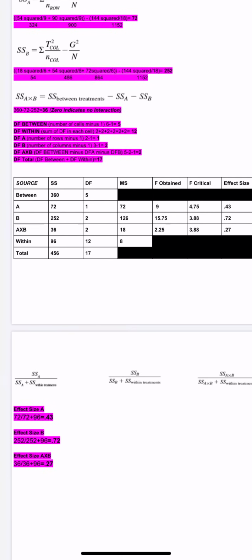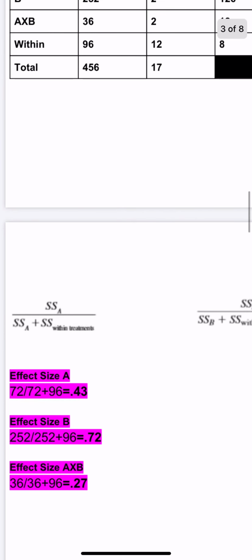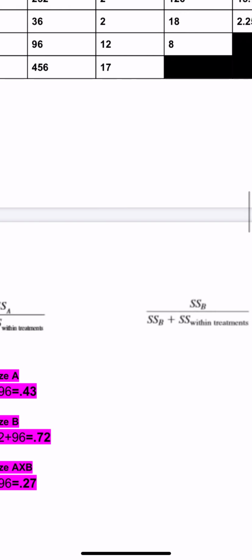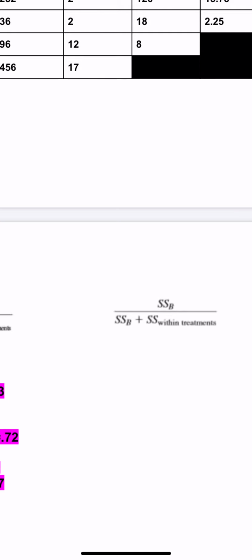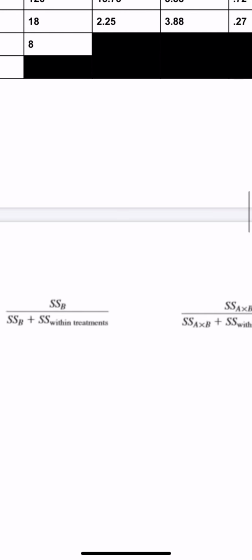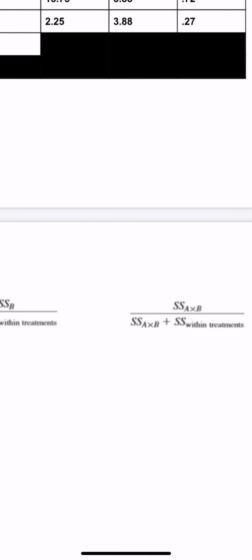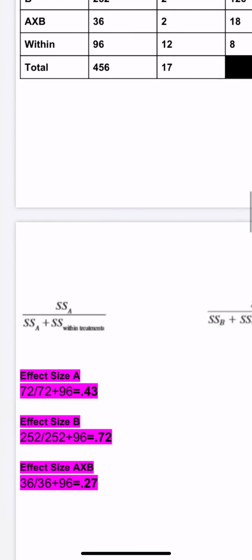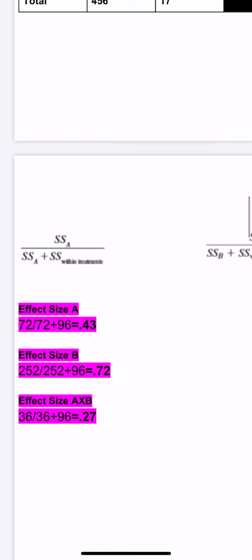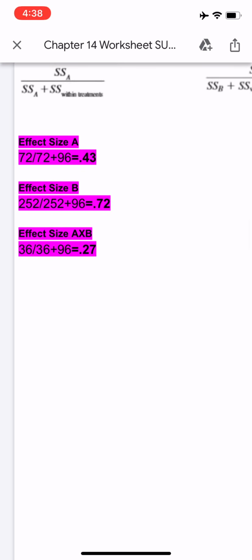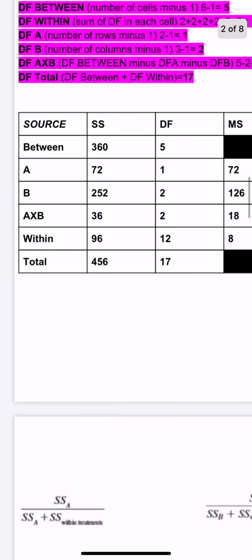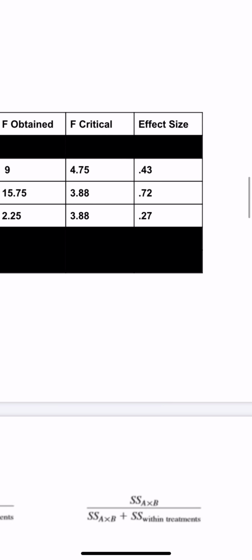Now, as far as calculating effect sizes, the formulas are right here. For effect size A, it's SSA over SSA plus SS within. For factor B, it's SSB over SSB plus SS within. And for the interaction factor, it's SSA by B over SSA by B plus SS within. And you just plug these values in. Simple enough. And you get the effect sizes. And you come over here. You'll see the effect sizes.